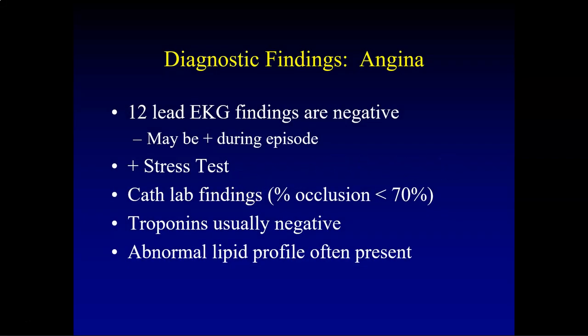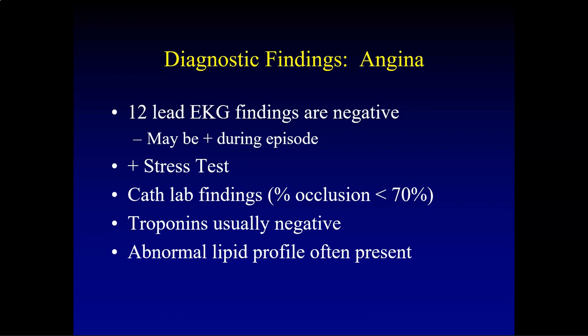So what are we going to do? You get there and have a chest pain. Even if it's stable angina, we're still going to do a 12-lead EKG. Okay, we're going to take a peek and see what's going on. We're going to look at stress tests. We'll talk about both the physical stress test and the pharmacologic stress test, or chemical stress test. Cath lab findings: occlusion greater than 70% or less than 70%, depending on how you look at that.